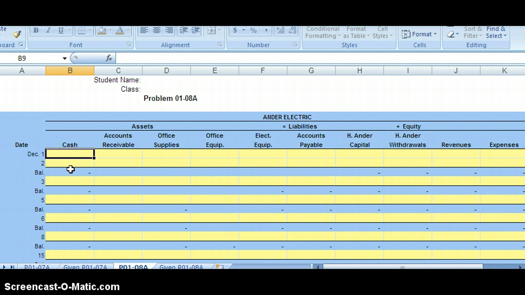So, for example, December 1st, Helga Ander transferred $65,000 from her personal savings account to her checking account in the name of Ander Electric. So that's one transaction, and we want to record it.